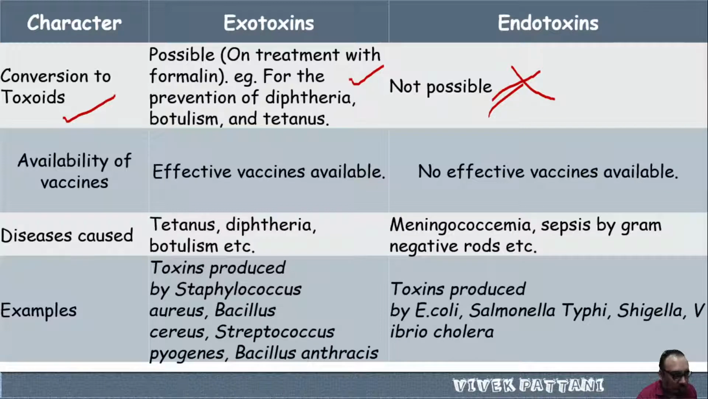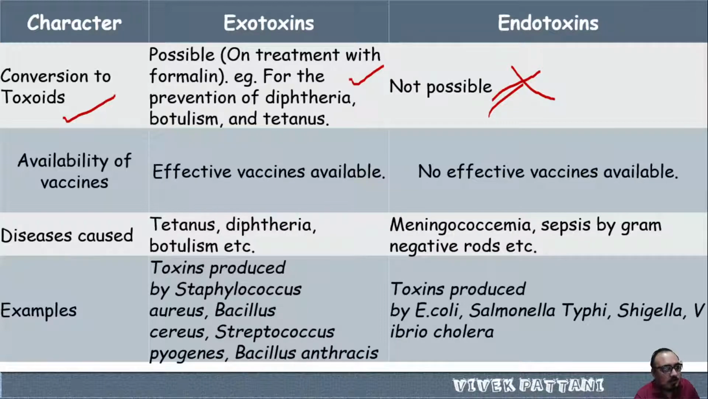Toxoids are basically the inactive form of the toxins. As you know, most of the exotoxins are basically proteins. They lose their toxicity when treated with formaldehyde, although their antigenic properties are retained. So in this form they are called toxoids, which is an inactive form of the toxin.